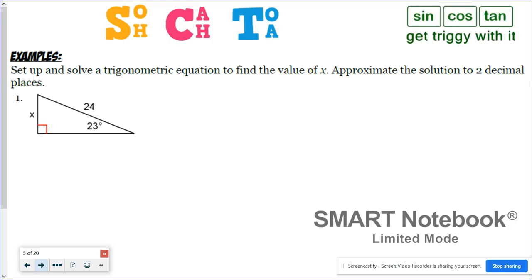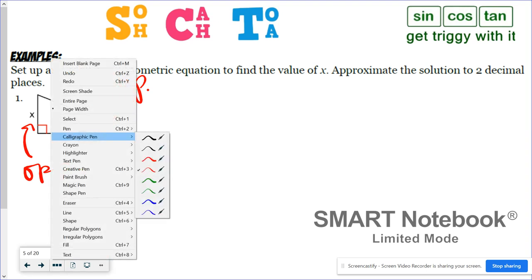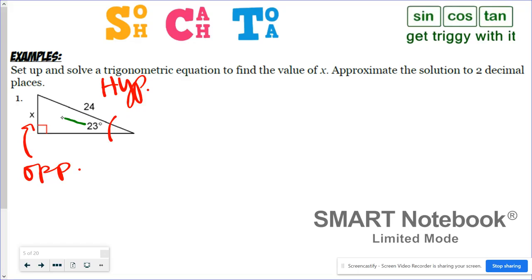All right, in problem number 1, I want to set up and solve a trig equation to find the value of x. So I have to ask, what do I know? What do I need to know? How can I find it? Clearly I'm working with this angle, which is 23 degrees. I know the hypotenuse in this triangle, and I want to know the opposite side. The side indicated with the x is opposite that angle. If I draw an arrow going from my angle, it would point to the opposite side. So which trig function relates the hypotenuse and the opposite?